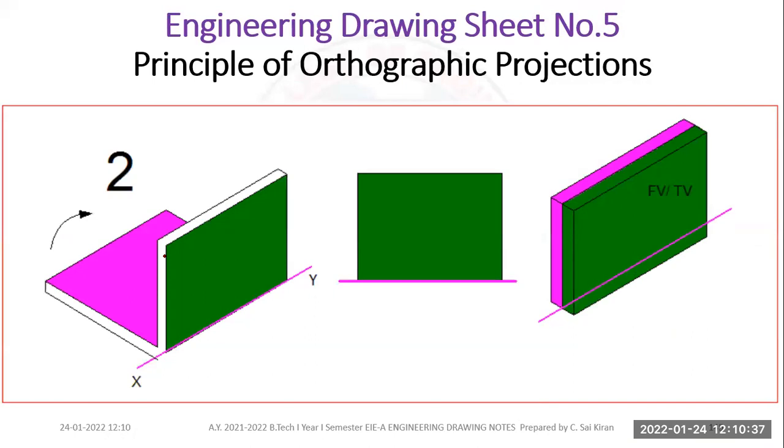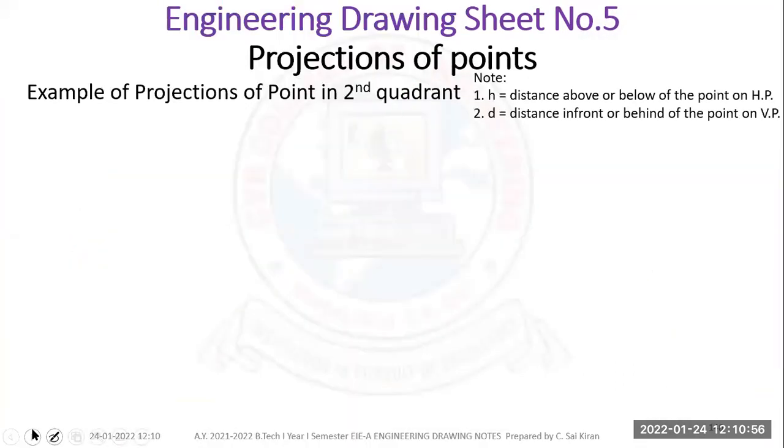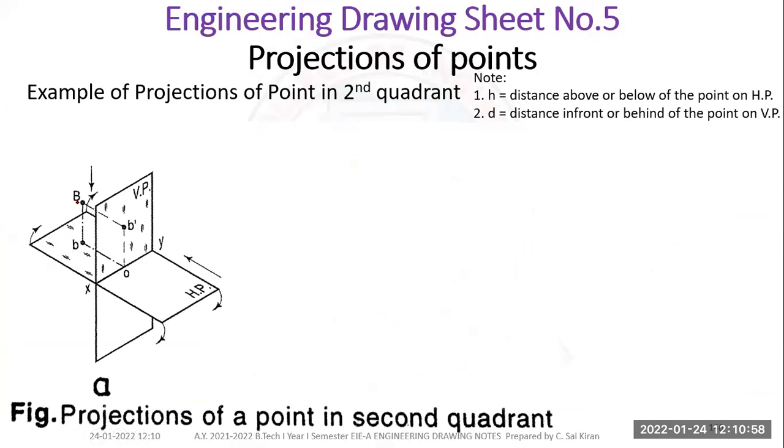Next is the second angle projection. In the second angle projection, the observer will be here, and in order to see this one, this VP and HP will be transparent and they will overlap with each other, and front view and top view overlap with each other in this second quadrant. So that's the reason we don't use second angle projection.